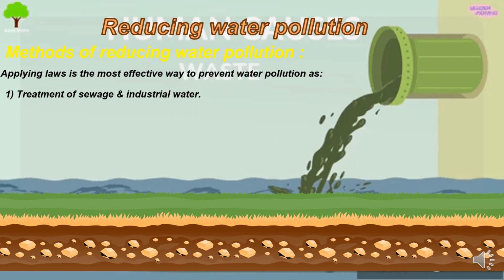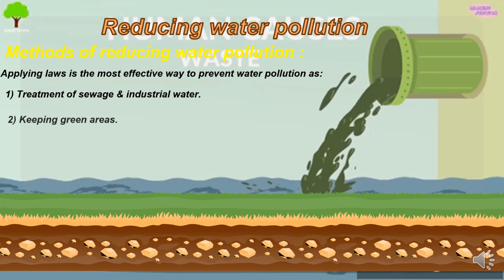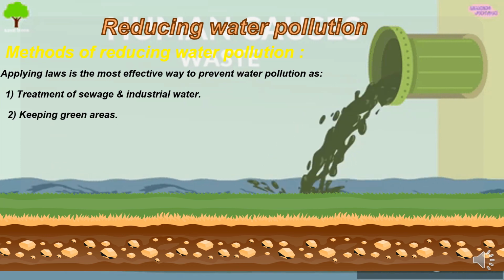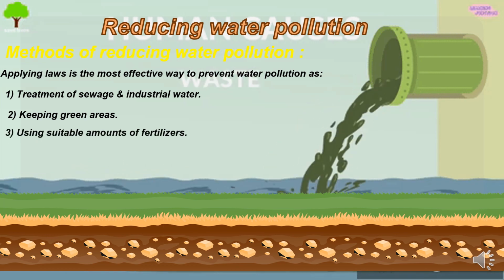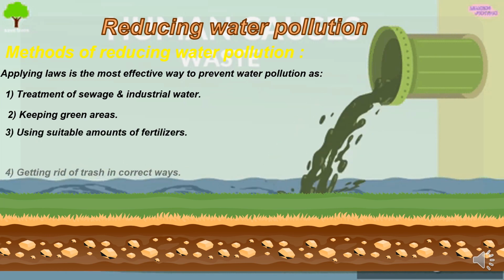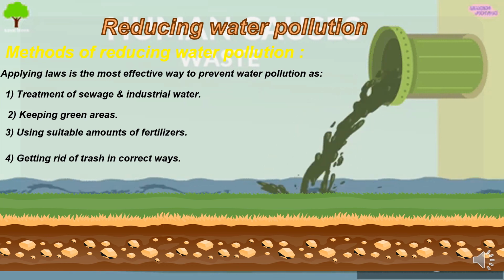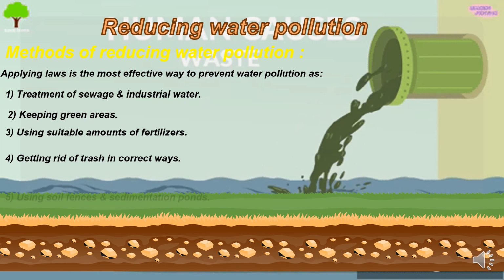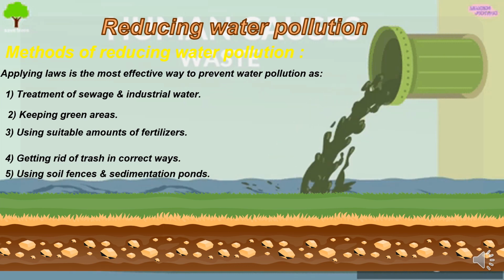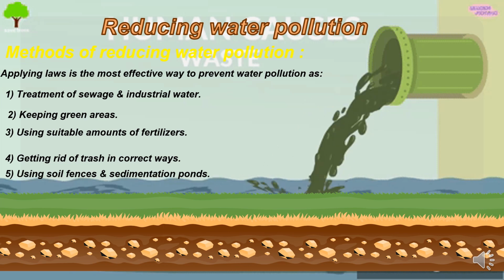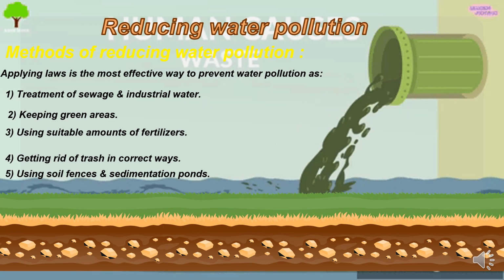Number one, give me examples of the laws that can be introduced. As number one, I can set up a law which says that I have to treat sewage and industrial water, and also I have to keep green areas. Excellent. This is one of the most common examples about reducing water pollution. And also number three, primary six, I have to use a suitable amount of fertilizers, and also I have to get rid of trash in the correct ways, which is the most important law that should be applied.